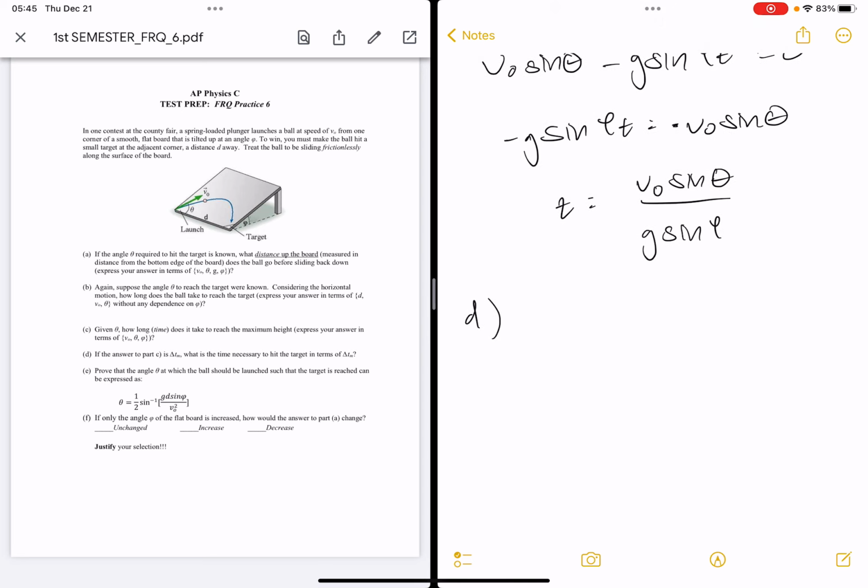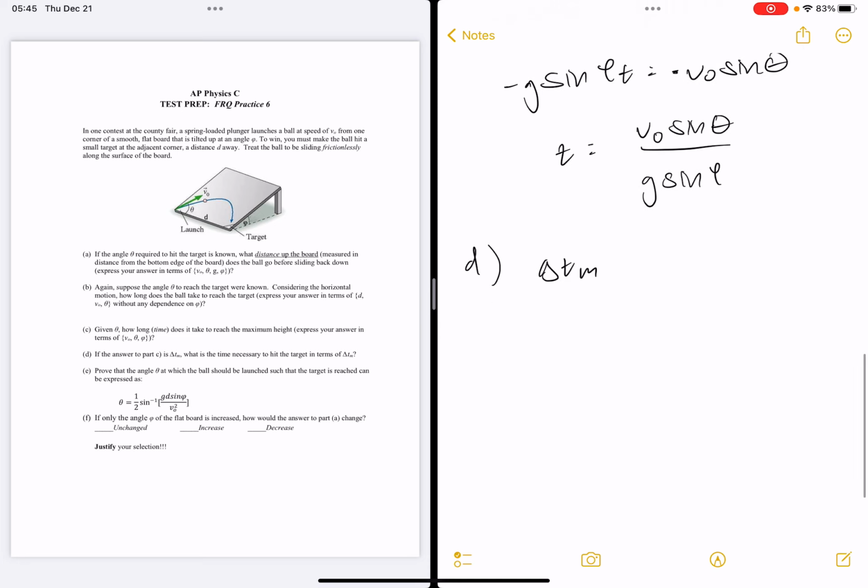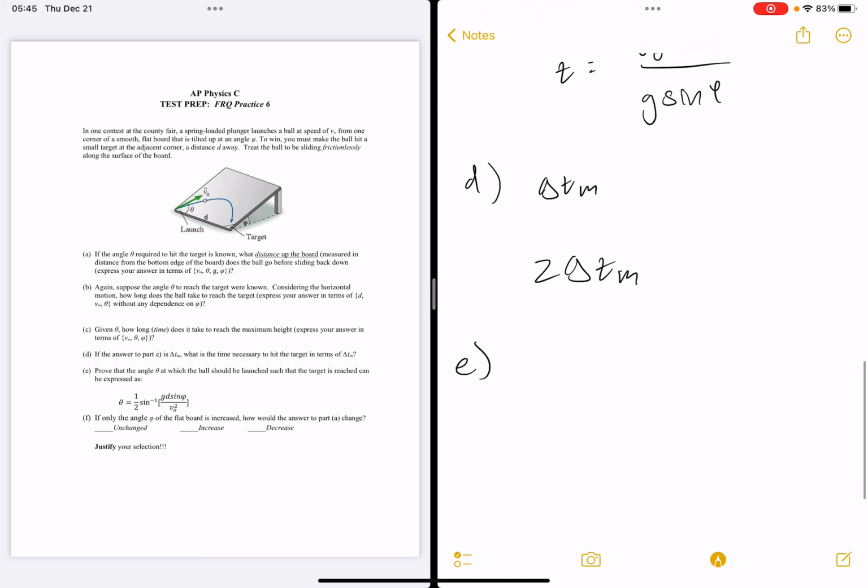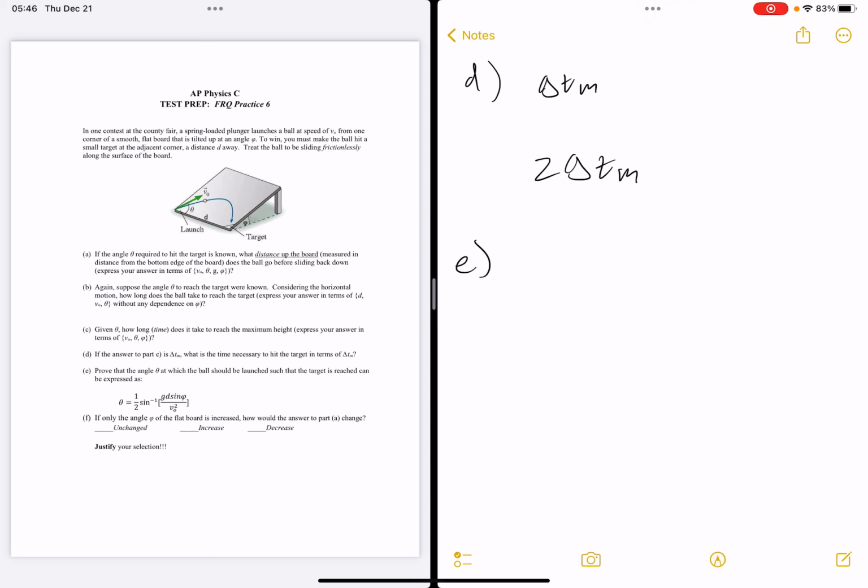Okay, want D now. So the answer to part C is delta Tm. That's to go halfway, because the time it takes to go from zero to max height is the same as from max height to the end. So if that's delta T, then we know that the answer is just 2 delta Tm. D, prove that angle is that.